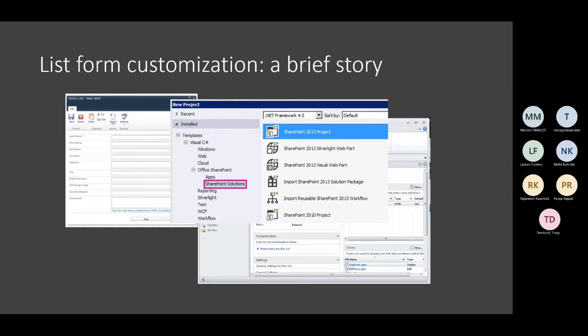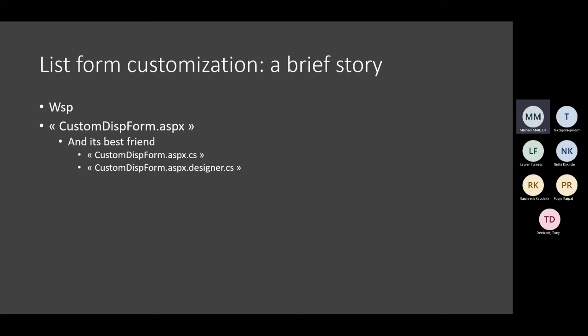Three letters that would give some goosebumps to the old ones here in the audience: WSP. These are the old packages that we deployed on SharePoint farms. This is the format of packages before the SPFx files that we know now with the SharePoint Framework. The WSP could contain files that were deployed directly on the SharePoint Server farm, such as the custom this form.aspx, along with its backend files, the .aspx.cs and the .aspx.designer.cs, that were contained in the Visual Studio solution.